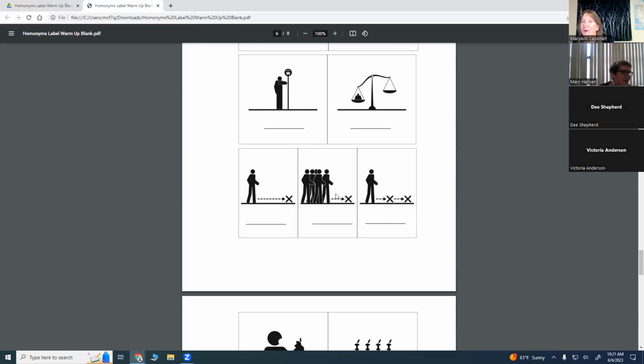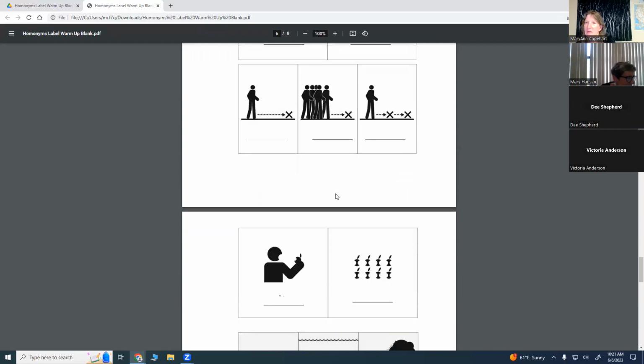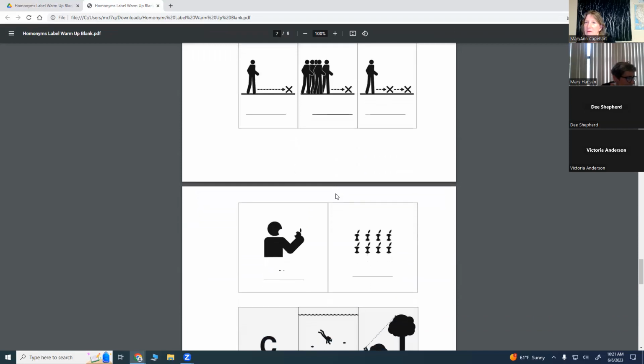Wait and wait. Wait and wait, excellent. This is a common one that people make mistakes on a lot in their writing. I do it too every once in a while. Two, and two. 2, 2, and 2.